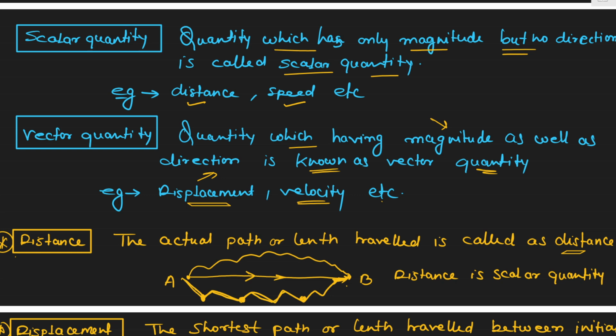And this can be, suppose, 10 kilometers. That actual path you are traveling is 10 kilometers. But the shortest distance from home to school is 2 kilometers. So 2 kilometers is the shortest path or length traveled between initial and final position. Right? So this between initial and final position is known as displacement.